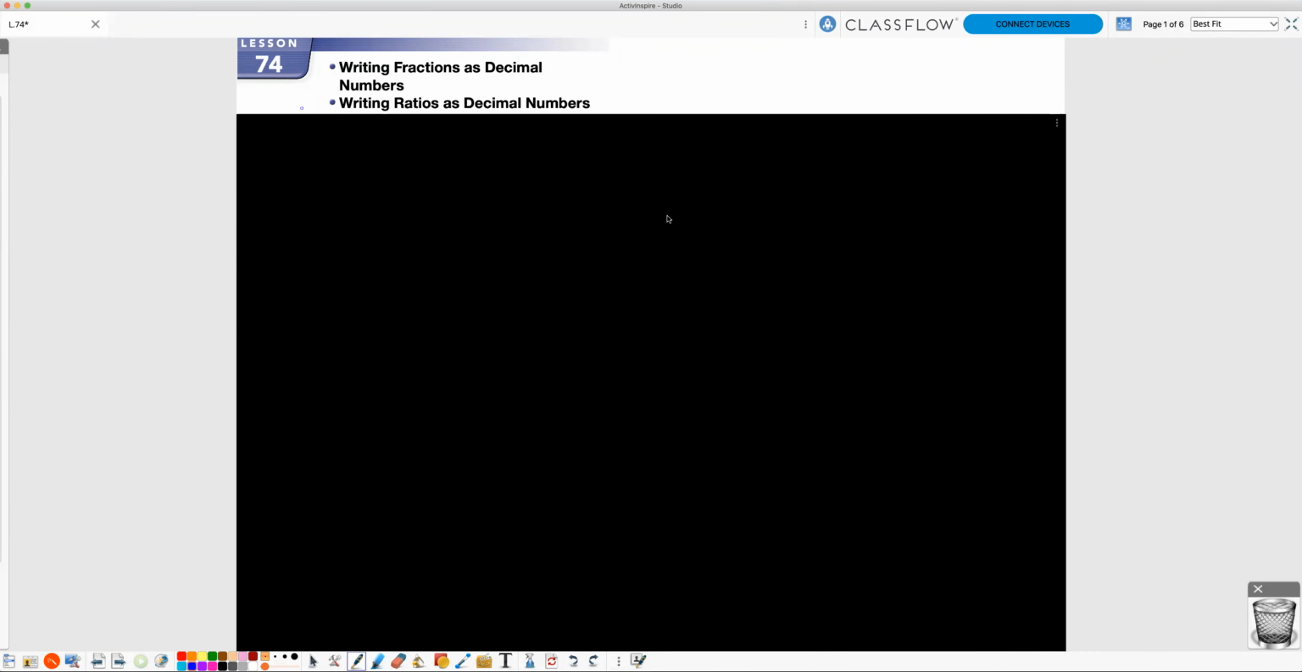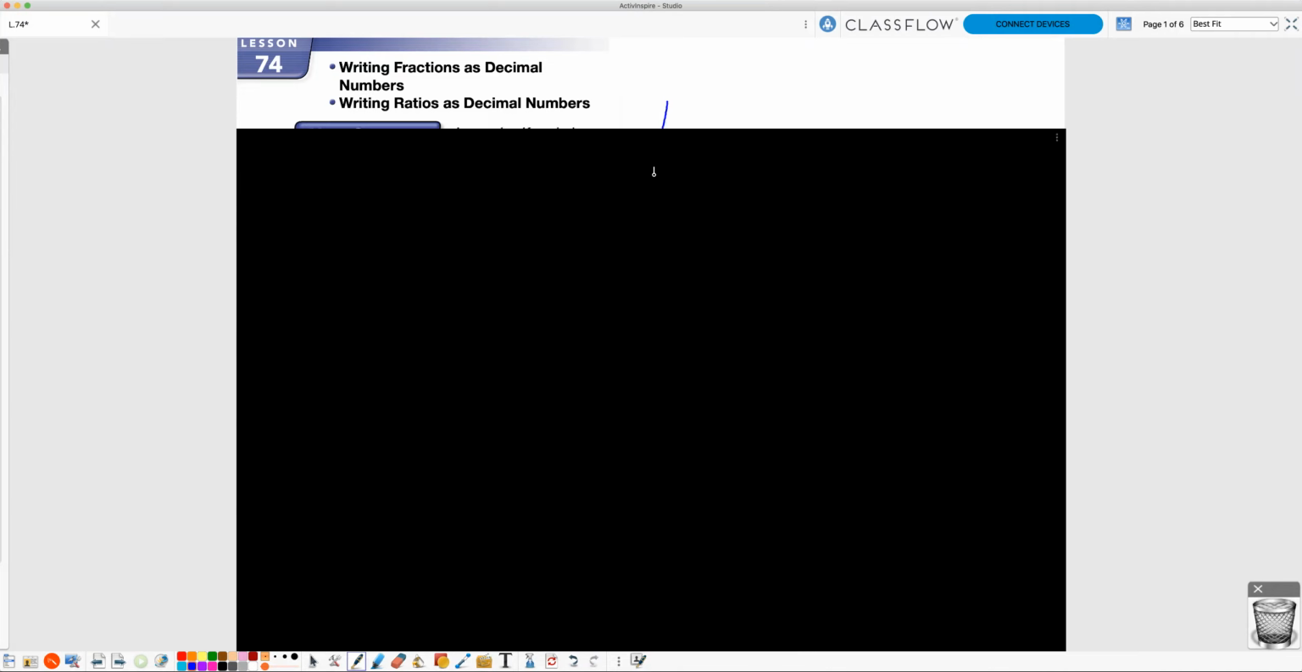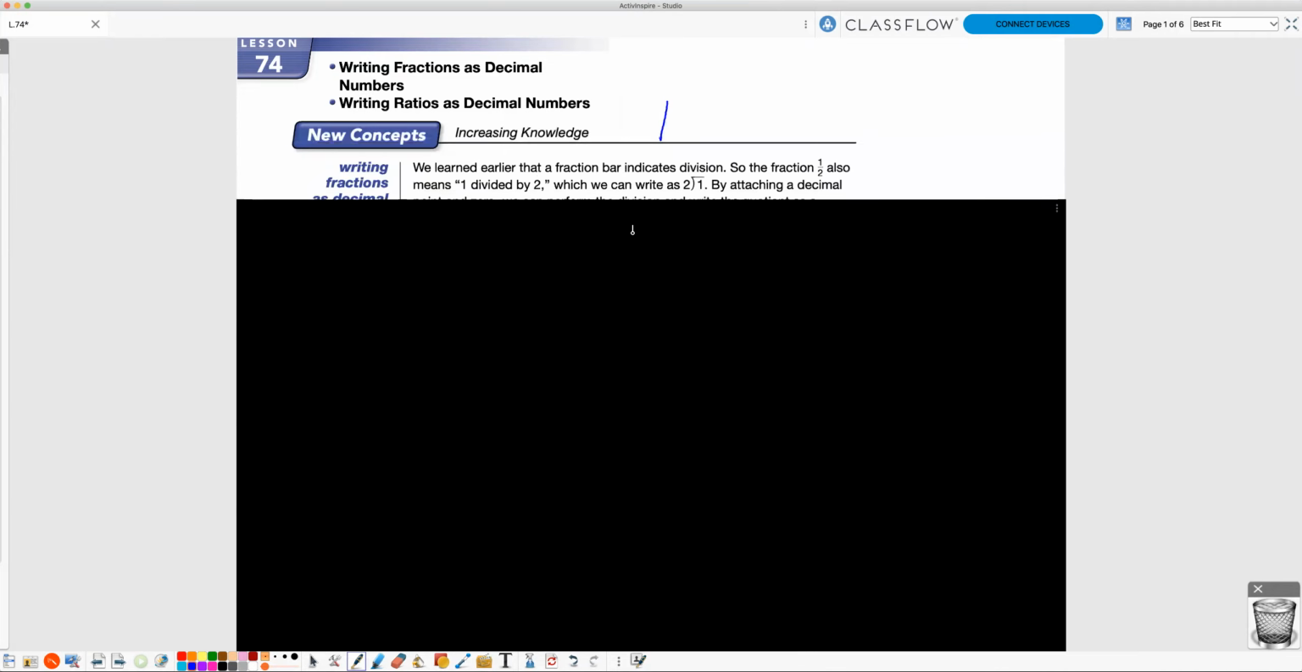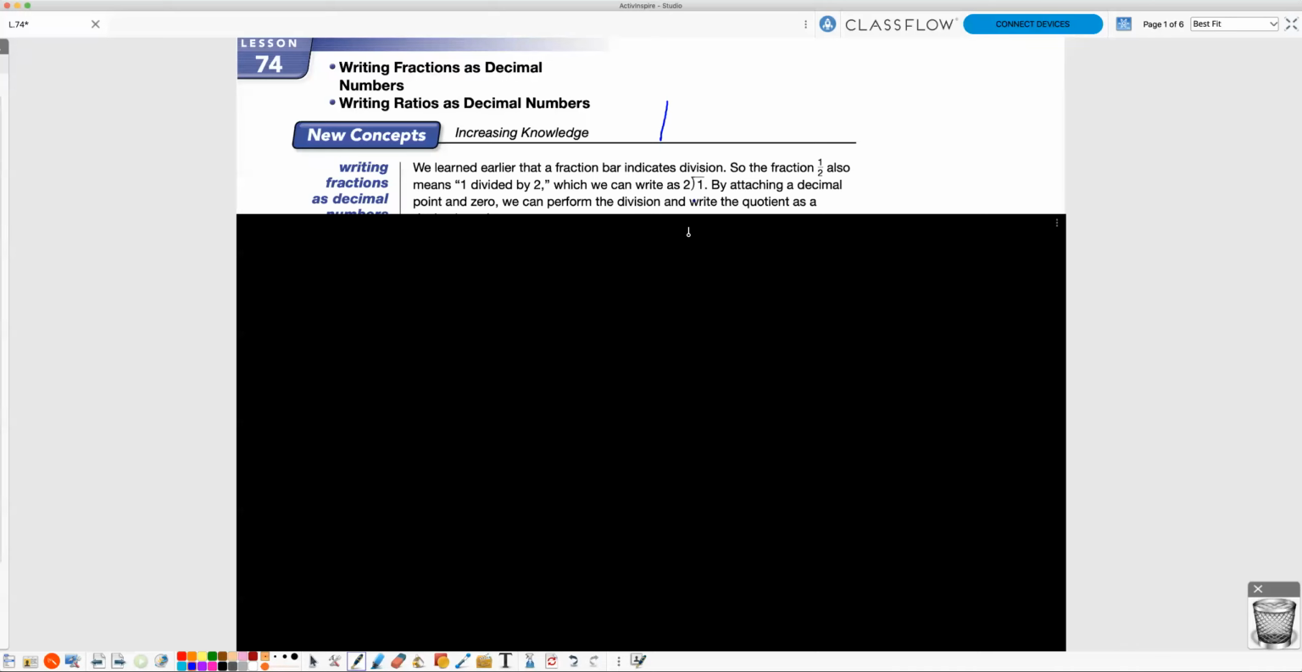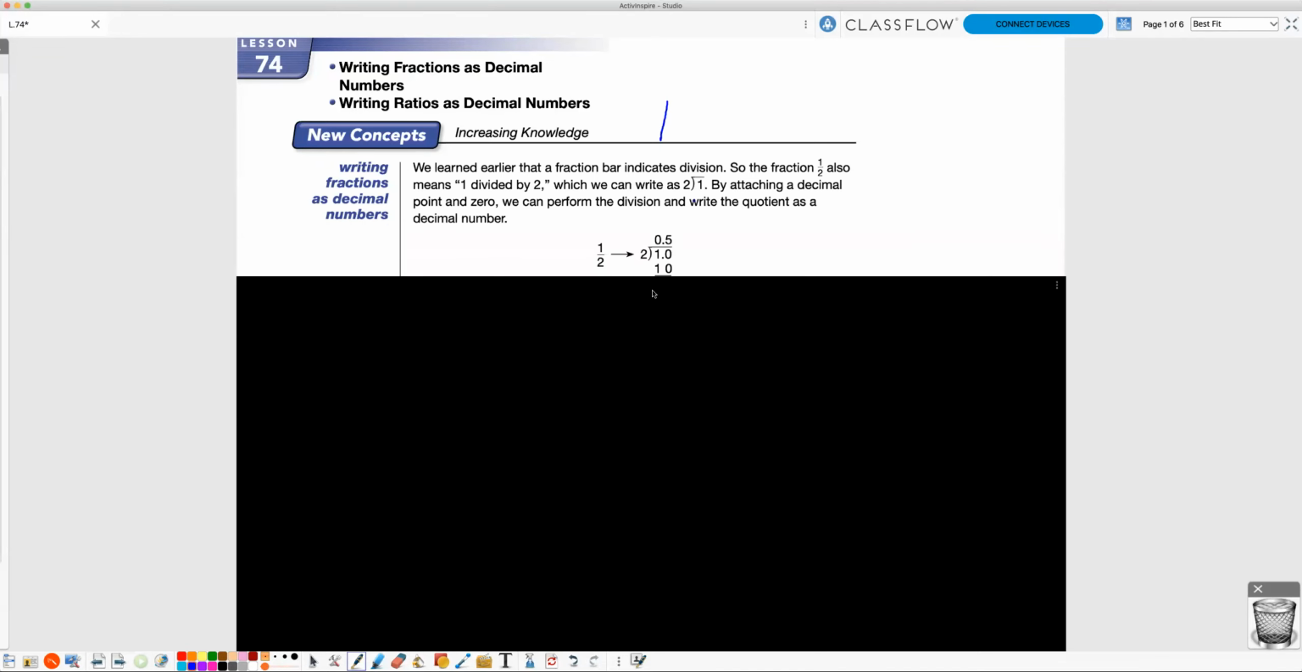This is lesson 74, writing fractions as decimal numbers and writing ratios as decimal numbers. We learned earlier that a fraction bar indicates division, so the fraction 1/2 also means 1 divided by 2, which we can write as 1 divided by 2. By attaching a decimal point and 0, we can perform the division and write the quotient as a decimal number.